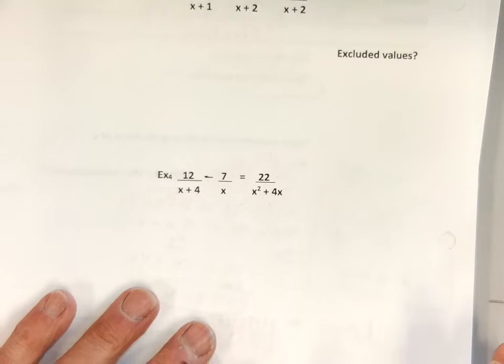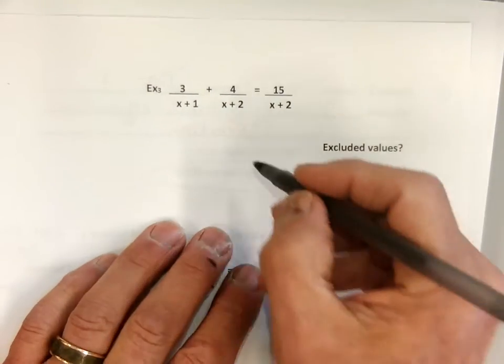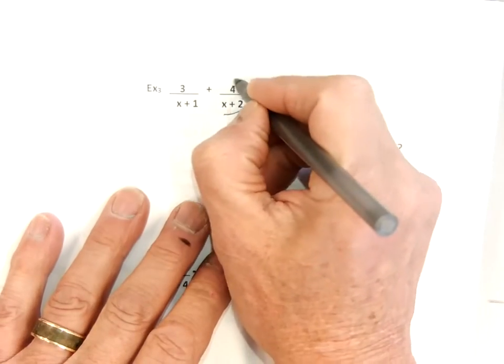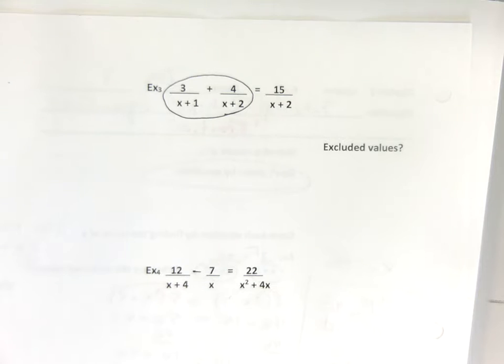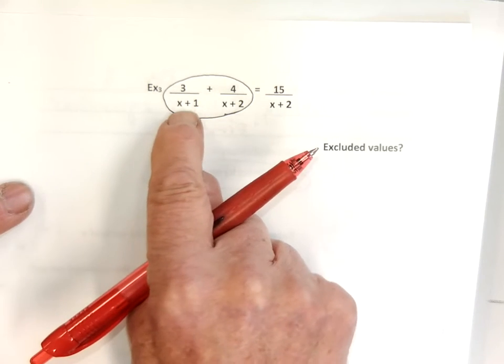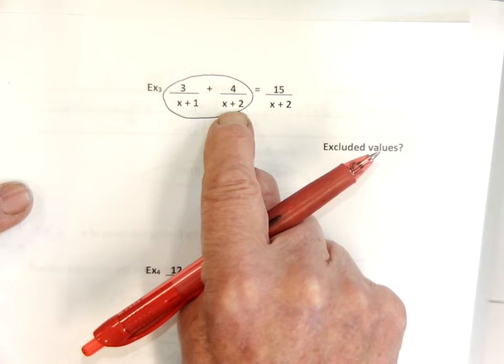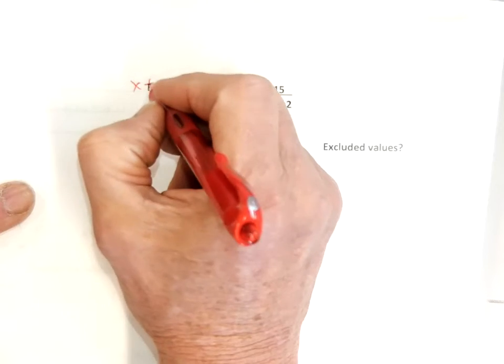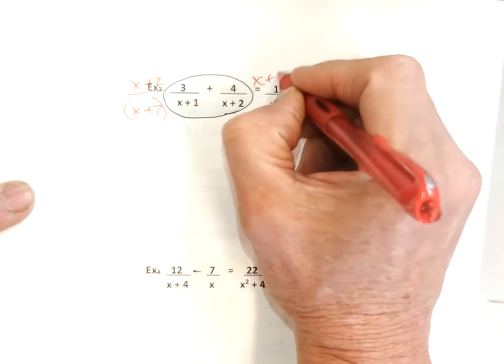Okay, now, example 3. First, what I'm probably going to need to do is add these two, because I want a fraction equal to a fraction. That makes sense? Okay. What does this fraction have that this one doesn't? So this one needs an x plus 2, and this one needs an x plus 1, right?